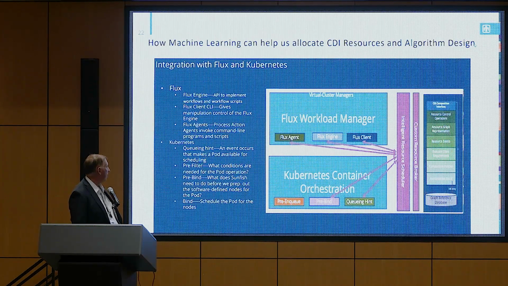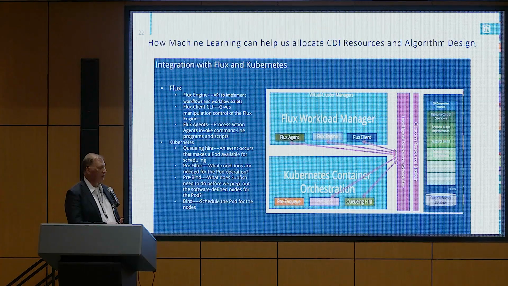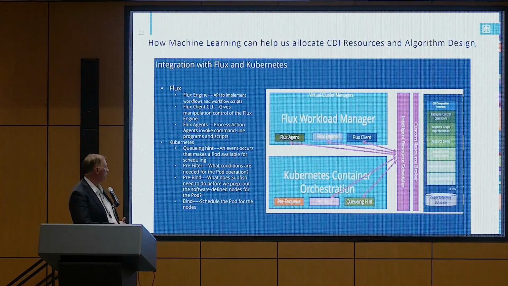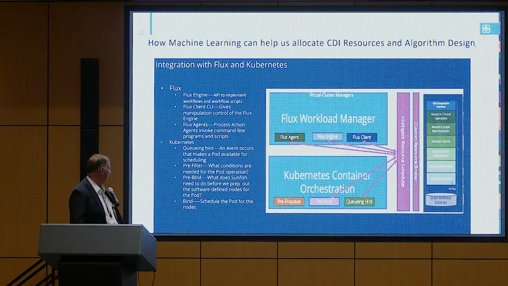We've been talking about using Flux and Kubernetes for the new generation systems. Flux has an engine, a CLI, and agents. We can use the agents to help us do our stage-ins for the burst buffers, and also help us make the associations for the CDI part of the operations as well. Kubernetes has its own version with pre-filter, pre-bind, and bind. Bind makes it available for the pods that you use on containers. And then the batch jobs, of course, would be made available on Flux using the Flux engines.